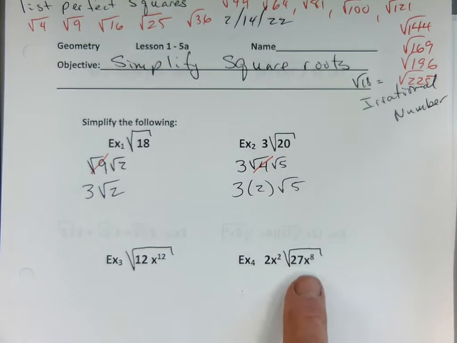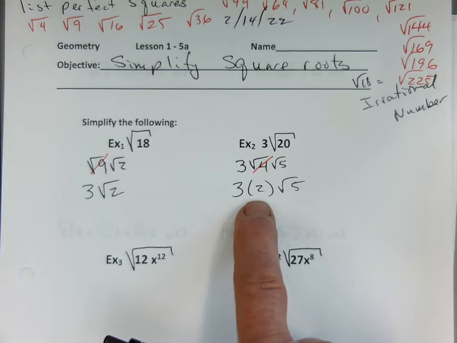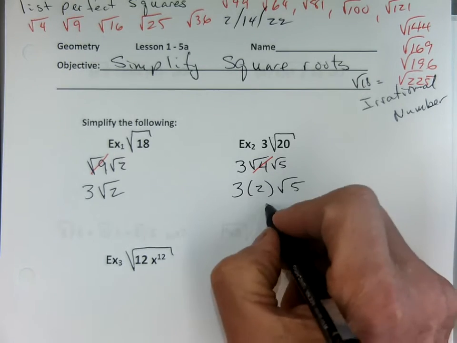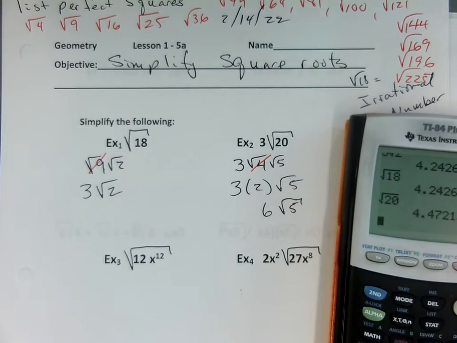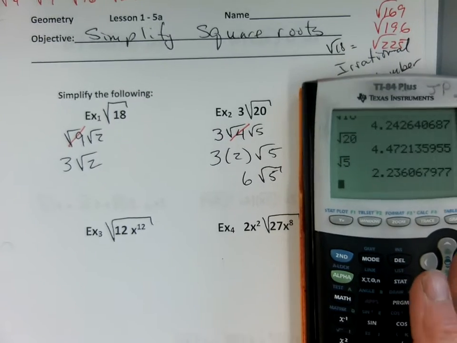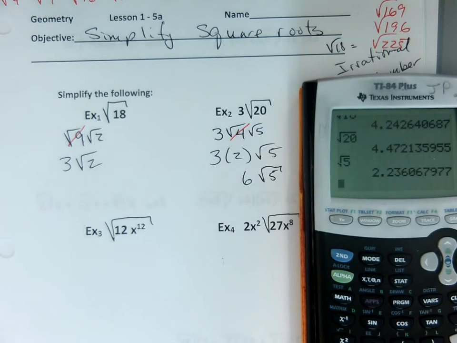And now it's a whole number times a whole number. 3 times 2 is 6. Square root of 5. The square root of 5 you cannot do anything with. It's just the square root of 5. It's irrational, so we leave it. And here's another easy question.